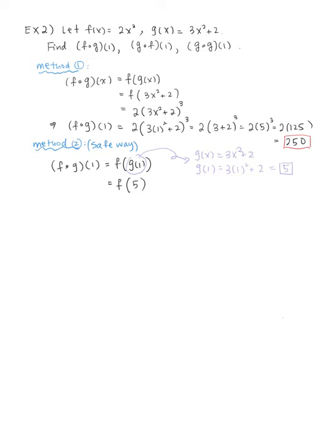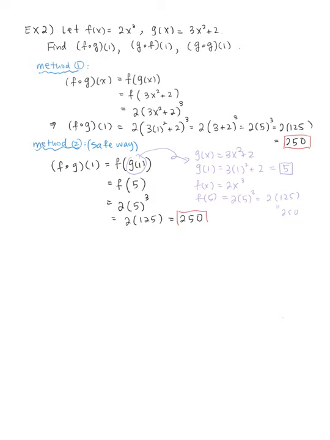So from here, since our f of x is 2x to the third, our f of 5 is going to be 2 times 5 to the third. Does that make sense? So this is going to be 2 times 125, which is 250. But let me just go with it. So this is going to equal f of 5, which is what I just wrote, 2 times 5 to the third, which gives us 2 times 125, and our answer is 250.